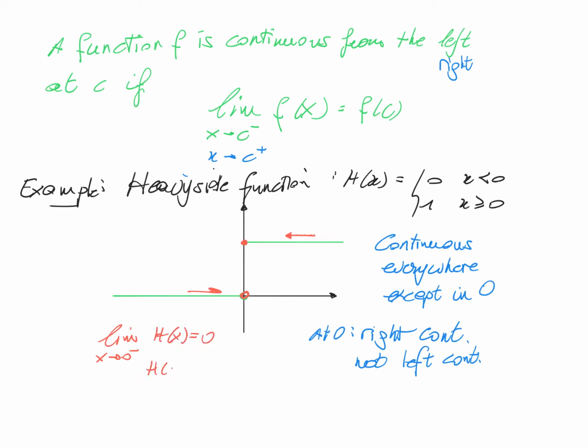You have that h of 0 is 1. And you also know that the right limit, so the limit for x to 0 with positive values, of h of x is 1. So you see that your left limit is not equal to your function value, so it is not left continuous. You see that your right limit is equal to your function value, so it is right continuous.